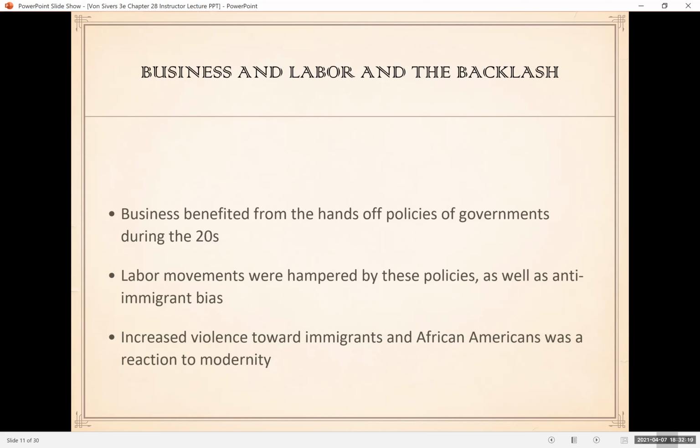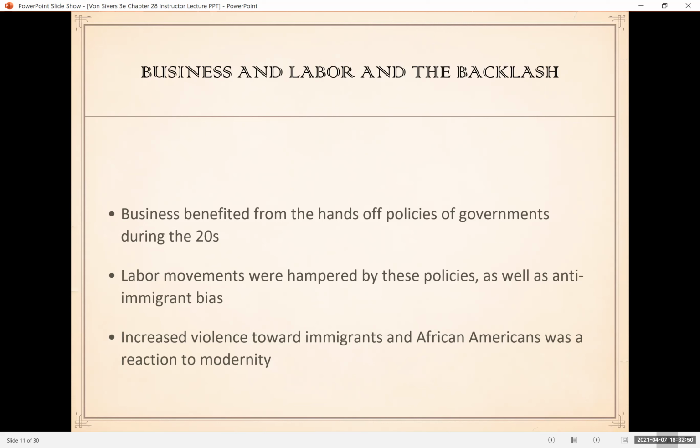And there was a lot of violence towards immigrants and African Americans as possibly a way for the white Protestant population to continue its basic hegemony over government, over business, etc. Catholics were mistrusted, immigrants mistrusted.